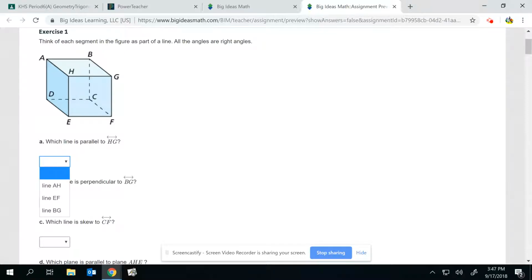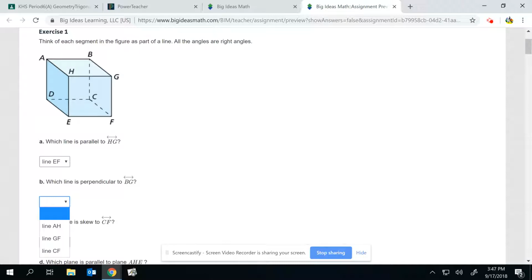And it looks like HG and EF would be your parallel lines here. So here's EF, here's HG. So those two are parallel. Same plane, they never touch. Which is perpendicular to BG?